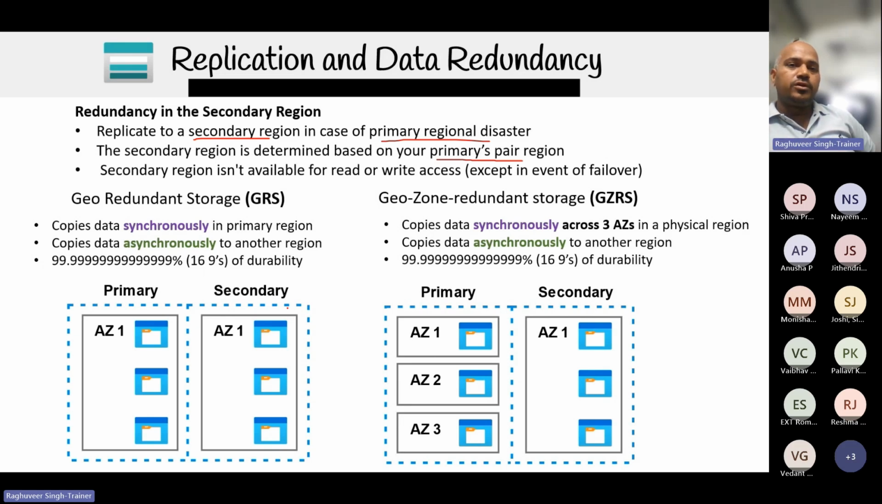That's geo-redundant storage. Now, if Pune goes down, I will still have my data stored in Chennai. However, I will not have access to that data.